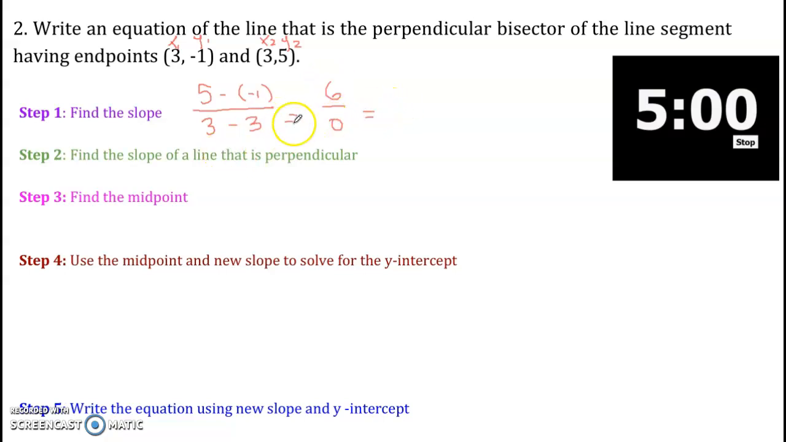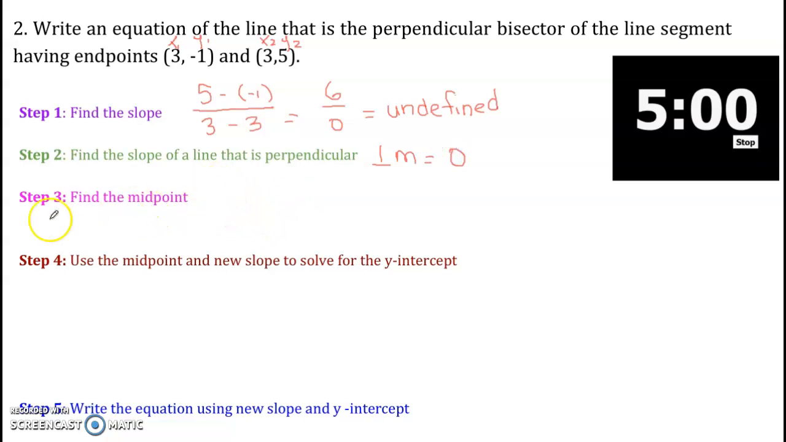Remember, super important, you cannot divide by 0, so that's actually undefined. And we have done this before when we did proving quadrilaterals. If your slope is undefined, then your perpendicular slope is 0.